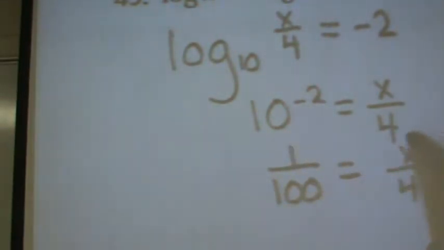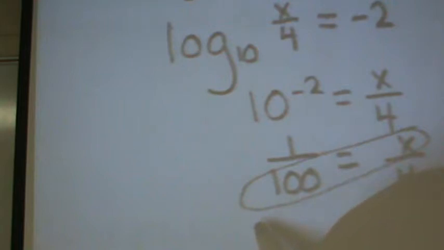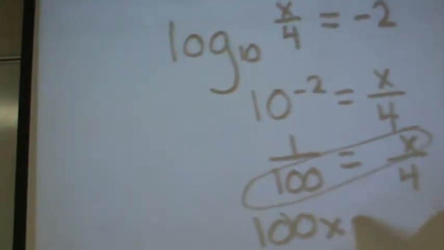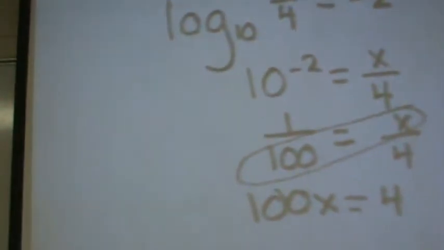Now, you could cross multiply. You guys are good at cross multiplying. Now, the answer's not 25, it's 1 over 25.